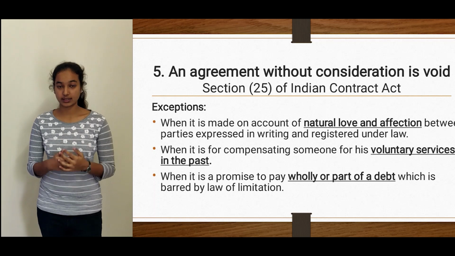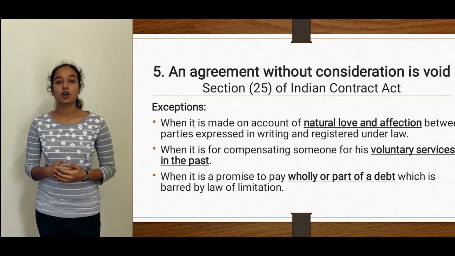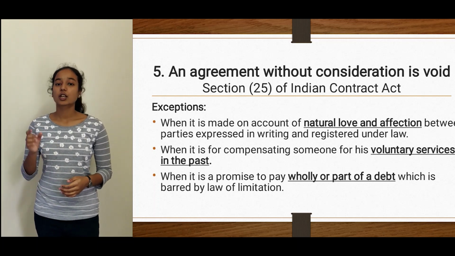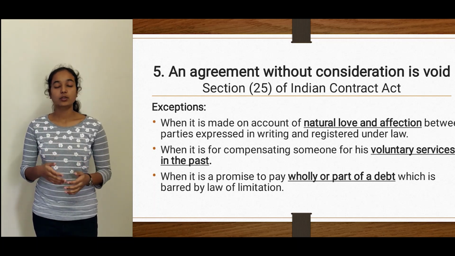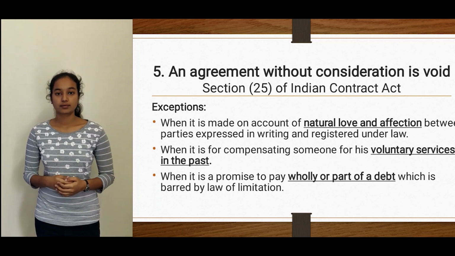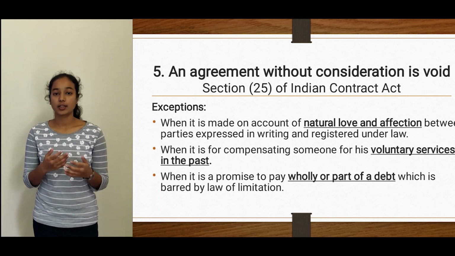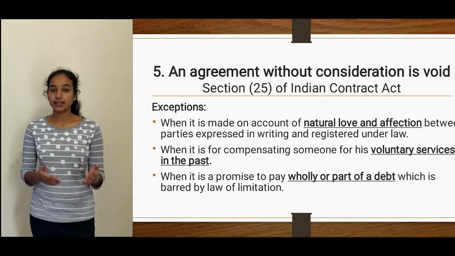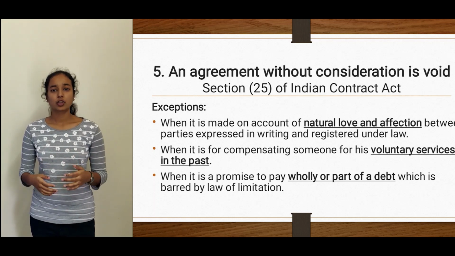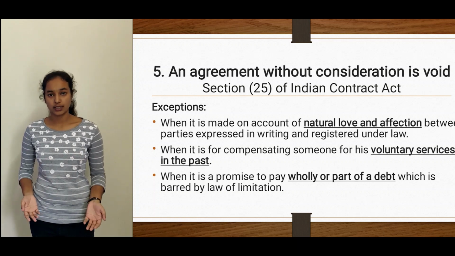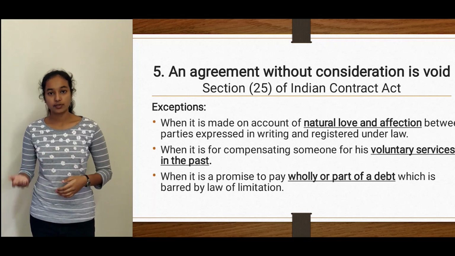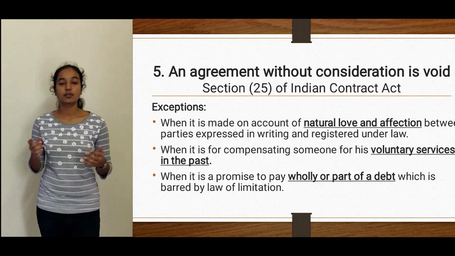This has been described under section 25 of the Indian Contract Act, which states that there are a few exceptions to the statement that an agreement without consideration is void. When the agreement is made on account of natural love and affection between the parties, when it is made for compensating someone for his voluntary services in the past, or when it is a promise to pay wholly or in part a debt which is barred by the law of limitation.